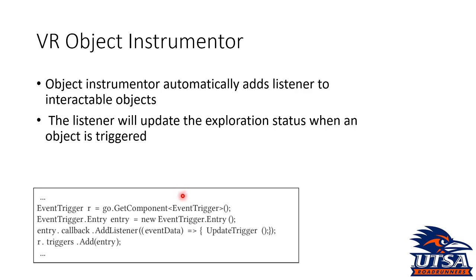As you can see from the code sample below, whenever an event is triggered, the listener calls an update trigger function, which updates our thing information about whether the object has been triggered, how it has been triggered, and how many times it has been triggered.